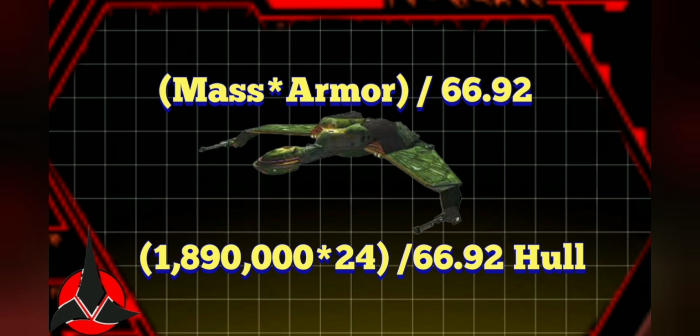When we're doing these formulas, you have to have a constant. So think of the 66.92 as the hull strength per point, and that's why you're dividing by it. And so all our ships are being recalibrated based on their hull strength.